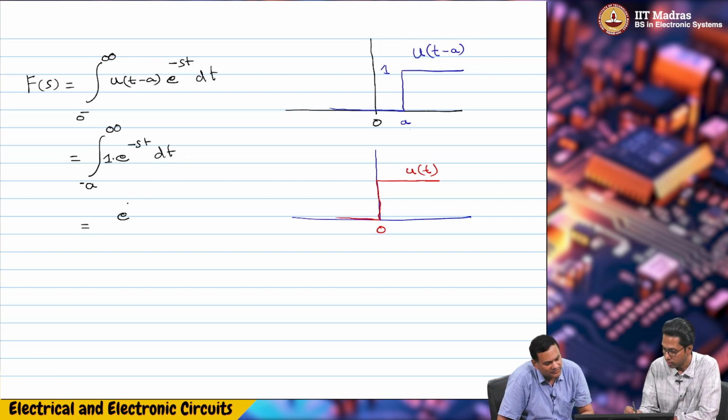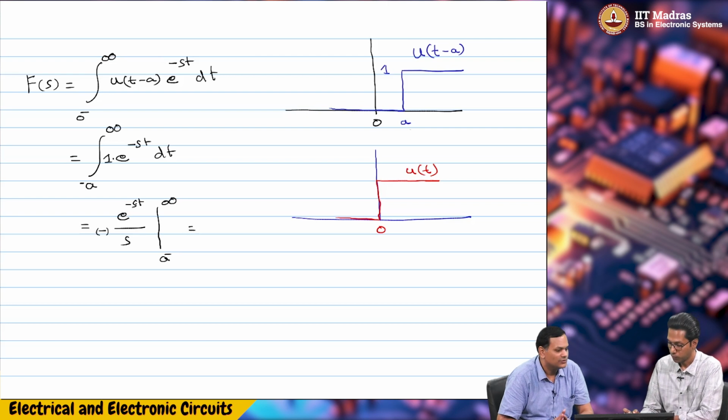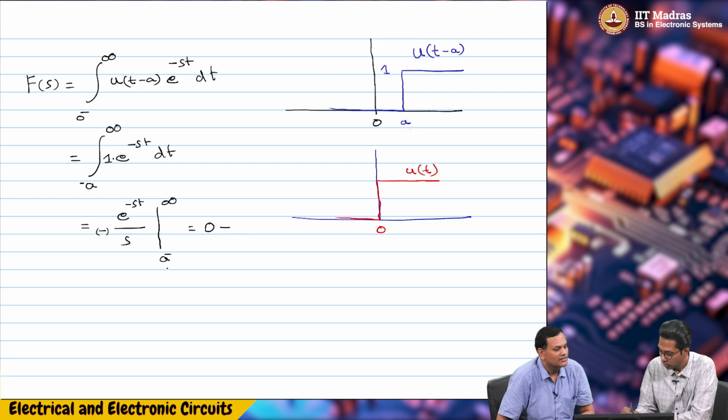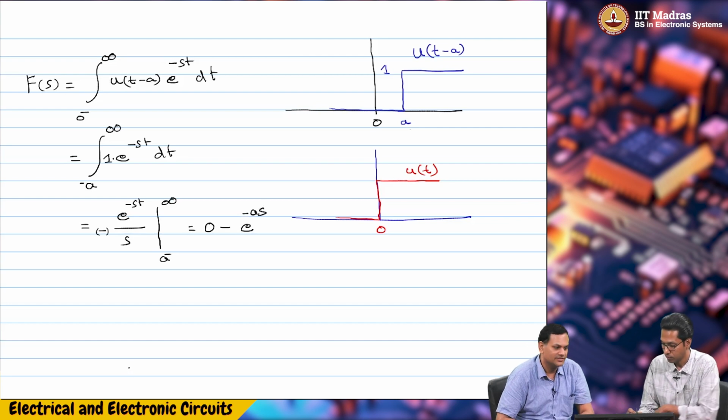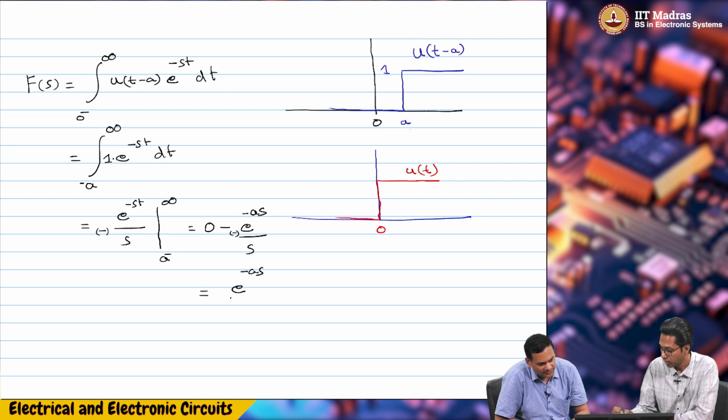So now again it's easy. It's minus st by minus s, with limits a minus to infinity. Like you said, e power minus infinity will go close to 0. Then we have 0 minus the value at a minus, so that is minus a s by s. There is 1 minus extra here. So this will become e power minus as by s.